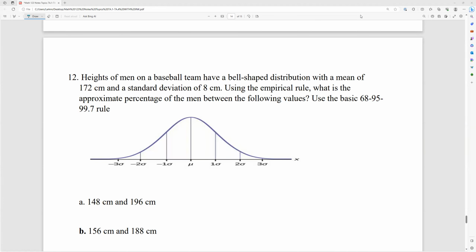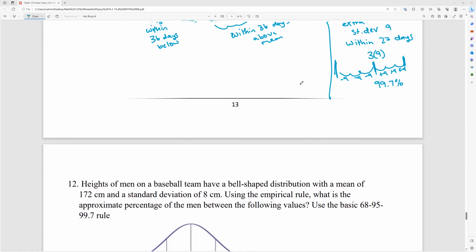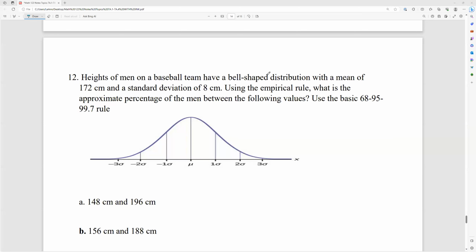All right, this is the remainder of the notes from the 7A4 examples. So we're just finishing those up. We had the empirical rule. So this one is heights of men on a bell-shaped distribution. So normal curve with a mean of 172. So we'll put that in the middle.